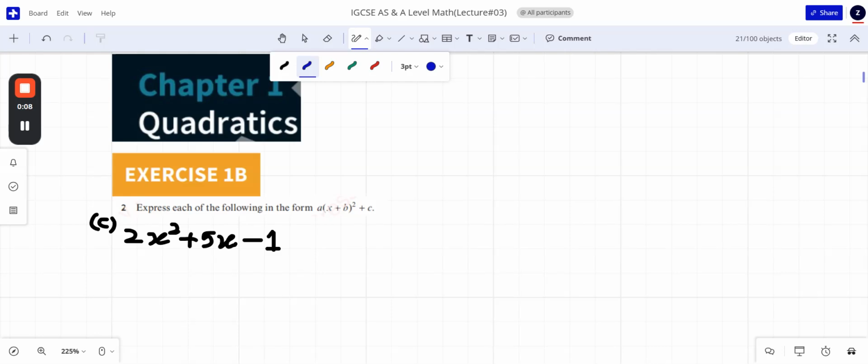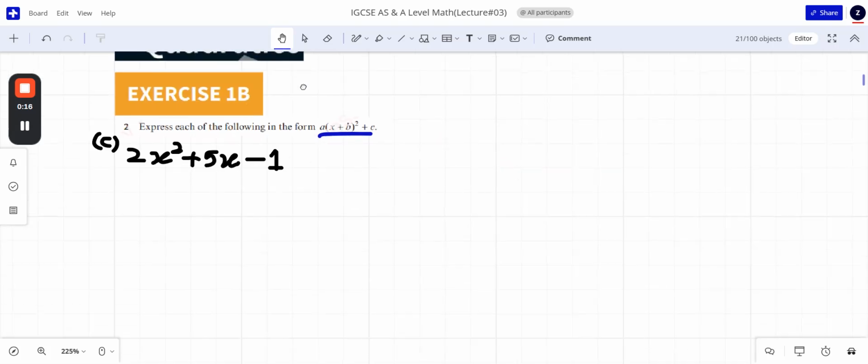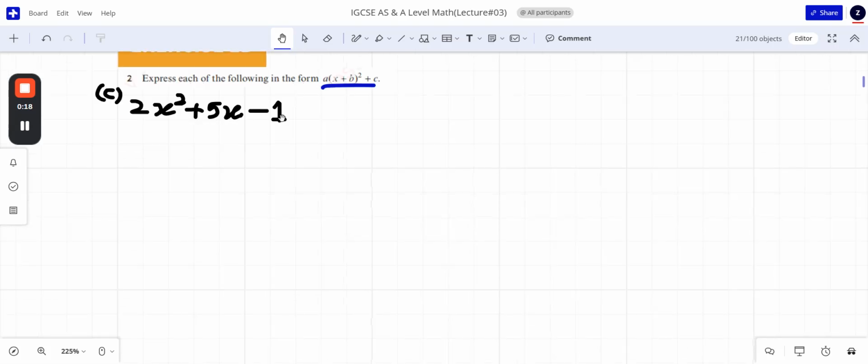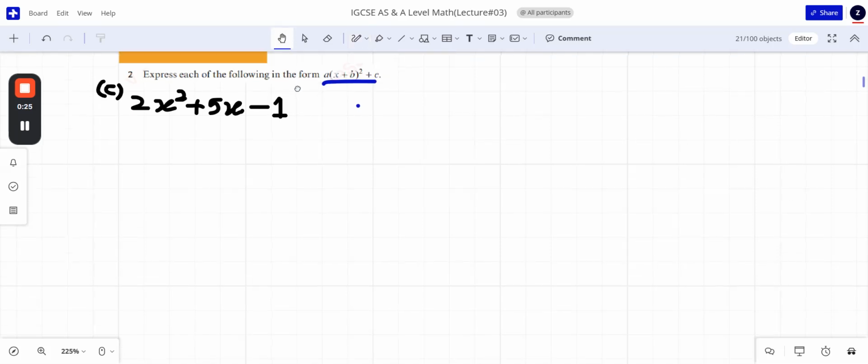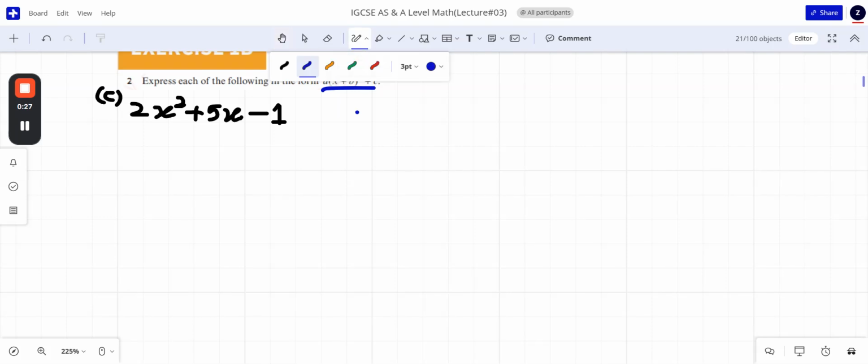Express each of the following in the form of a into x plus b whole square plus c. The part c is 2x squared plus 5x minus 1. So we need to express it in this form. It means that a is the coefficient of x square which is outside the bracket. So at the first step, we should factor out the coefficient of x square, which is 2.